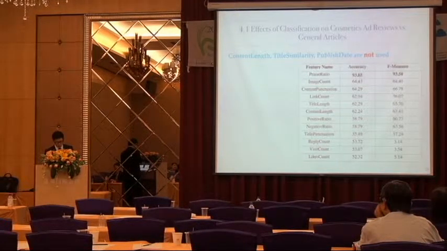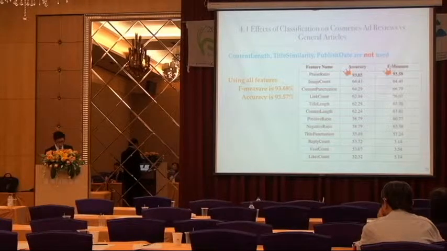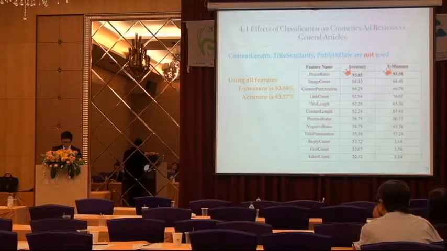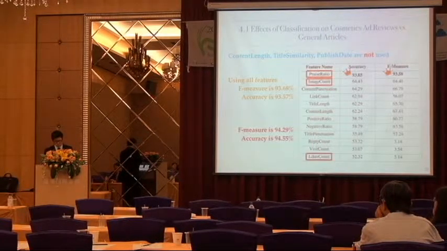As shown in this table, the best single feature can be obtained by press ratio, and we found that the overall accuracy and F-measure are about 93% when using all features. It shows the effectiveness of press ratios in distinguishing between ad reviews and ordinary articles. The best combination is press ratio, image count, and likes count, with accuracy and F-measure over 94%.